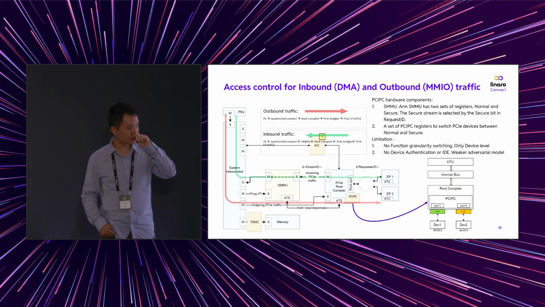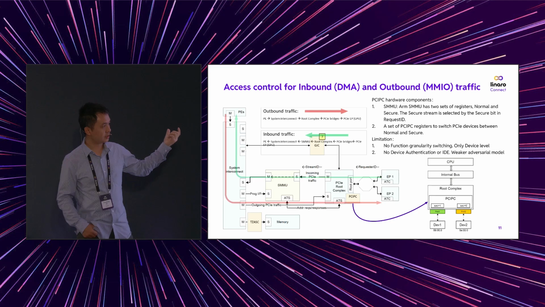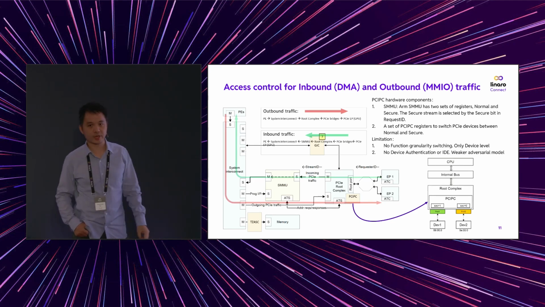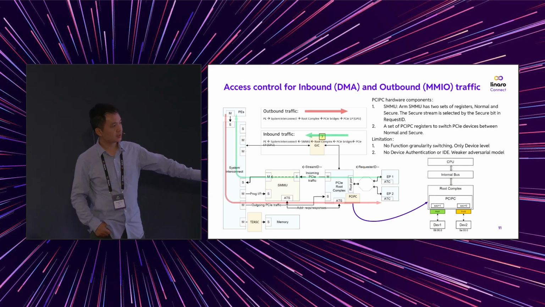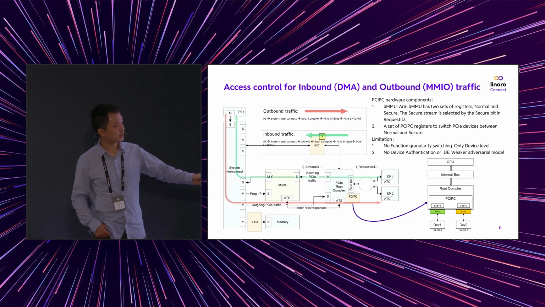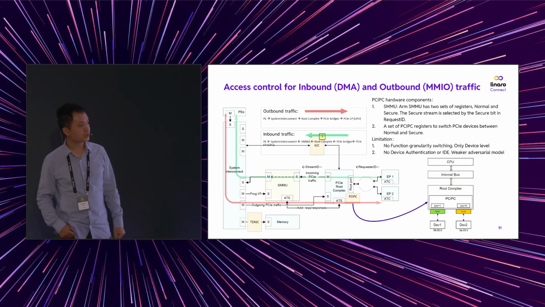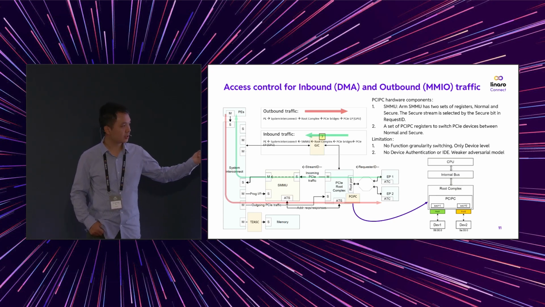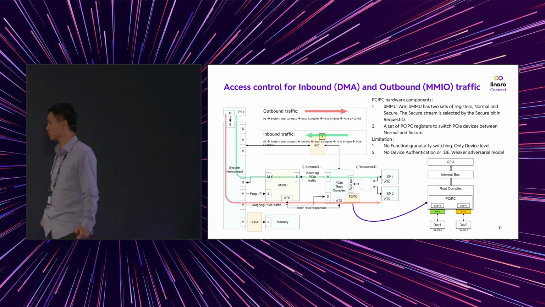So once it's switched to the secure world, firstly the host kernel cannot interact with the device. For example, MMIO cannot go through. And second, the device is able to access the CVM memory through DMA, because the PCIPC will tag the DMA stream with the secure bit, so that the SMMU will look at the secure bit. It will look up the stream table in the secure world.